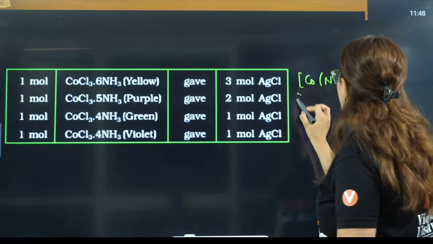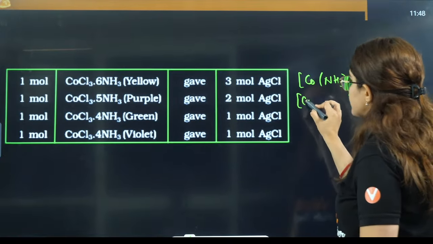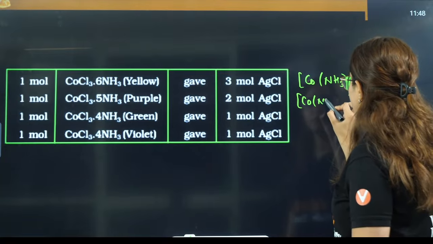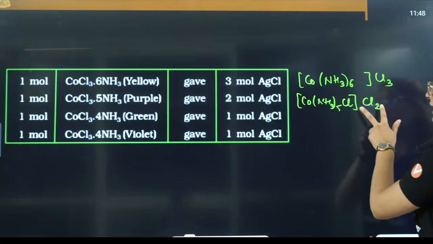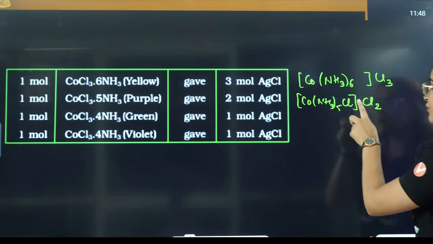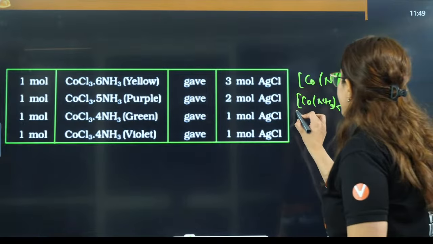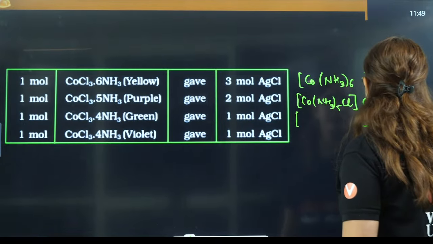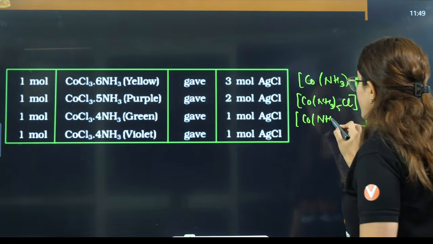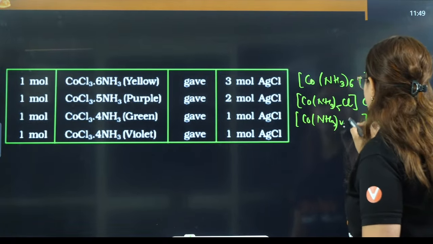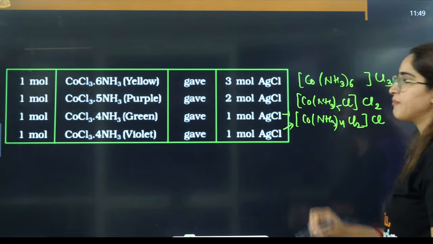What about if 2 moles are outside? I'll say 2 Cl are outside. This is cobalt. Cobalt has 5 ammonia and 1 Cl. Total 3 chlorine I have adjusted, out of which 1 is ligand and 2 are counter ions, right? Then if I say 1 mole is outside, 1 Cl is outside, this is cobalt, this is ammonia. How much ammonia you have? 4 and 2 Cl. So both of these will have the same formula.